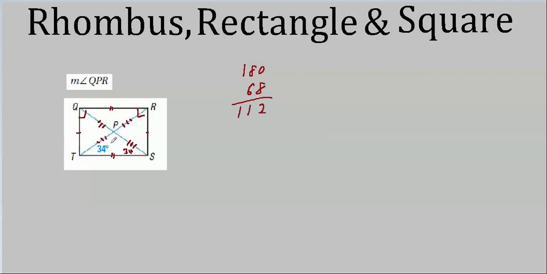They asked for this one up here. However, this is the other half of a congruent vertical pair, so it has to be equal to this one down here. In other words, TPS is congruent to QPR. So the 112 is also the measure of this one.